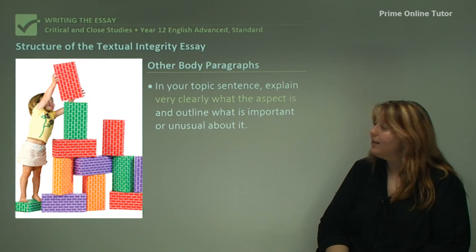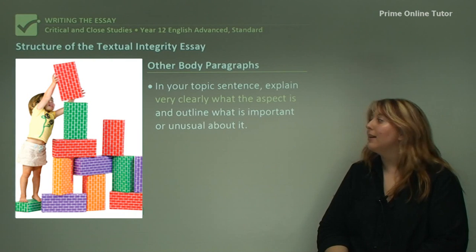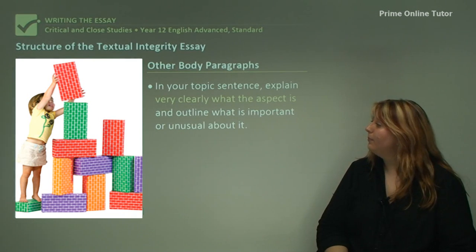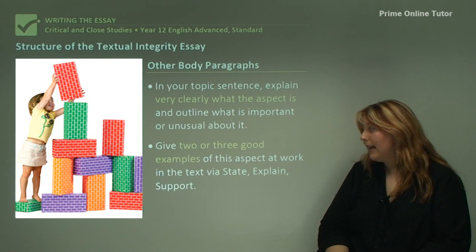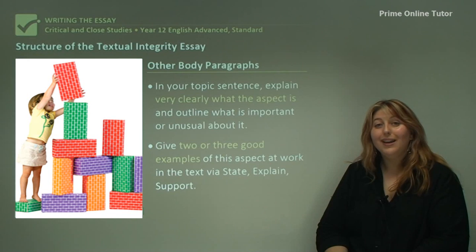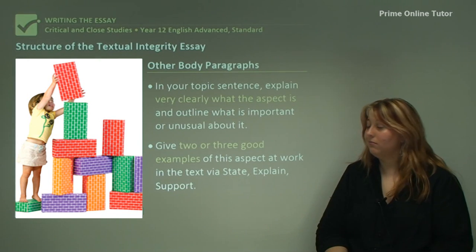In your topic sentence, explain very clearly what the aspect you're discussing is and outline what is important or unusual about it. Give 2 or 3 good examples of this aspect at work in the text via state, explain, support. And don't forget to mention the techniques along with the quotes.